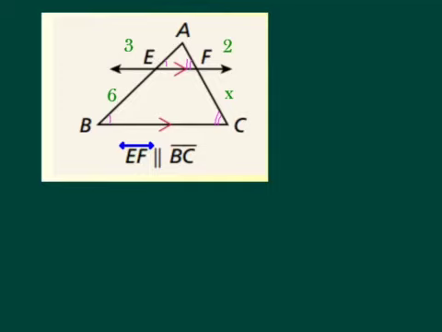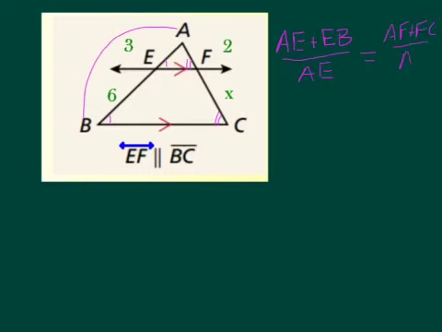And what I'm going to do is do something a little bit differently. I'm going to split up the segment, so I'm going to say that AE plus EB, which is essentially AB, over AE. Those are my corresponding sides of the triangle, equals AF plus FC over AF. Okay, so why did I do this?